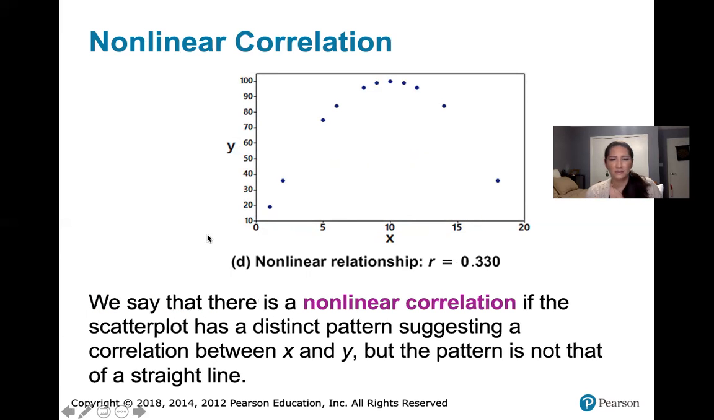So we see here that we've got a distinct pattern, and that pattern suggests a relationship between x and y. But since the pattern is not a straight line, we'll say that this is a nonlinear correlation as opposed to a linear correlation.